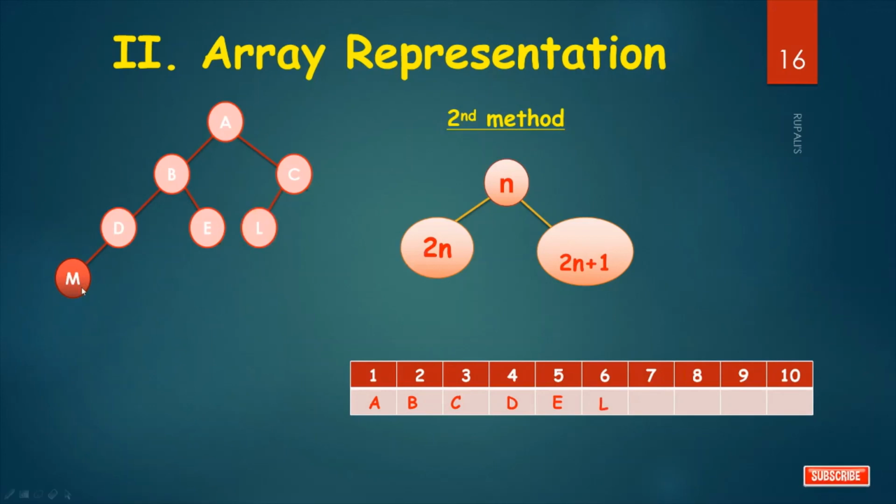Now for M, tell me where we can insert M. Think for 5 seconds. So see the parent of M. Parent of M is D. D is in location 4. So value of n is 4. So left of D is M. Okay, so 2 into 4, that is 8th location, you have to insert M. So M should be here. In this way, you can represent one binary tree in array representation.